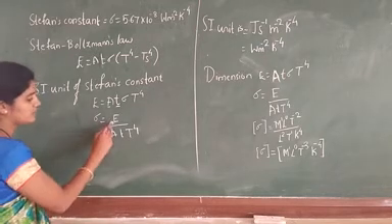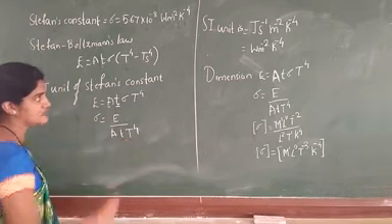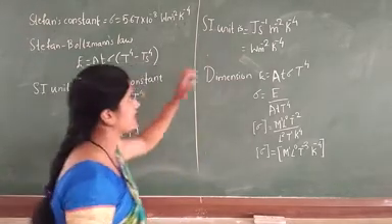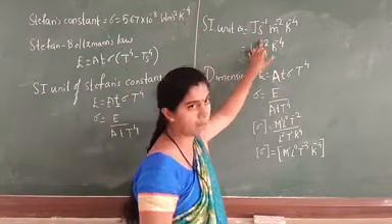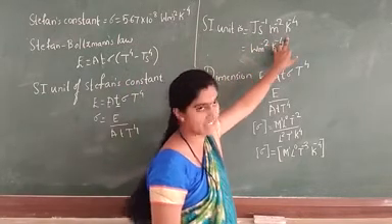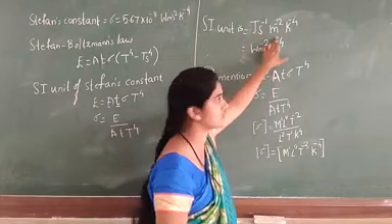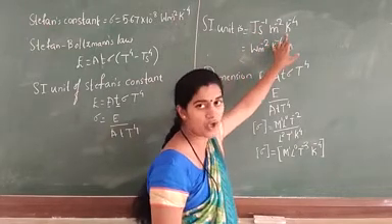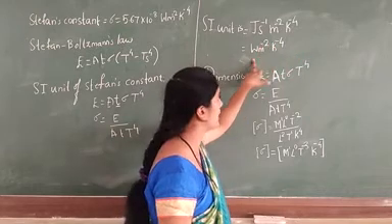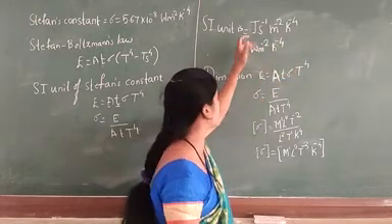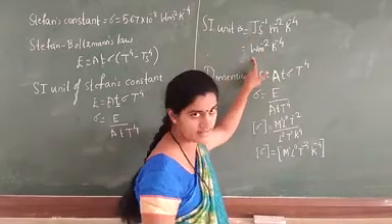Next, sigma is equal to E divided by A t T raised to 4. The SI unit of the Stefan constant is joule per second per meter square Kelvin raised to minus 4, or again, one more is there, Weber per meter square Kelvin raised to minus 4. We can write either this or this.